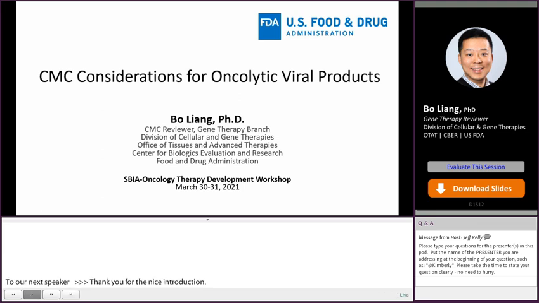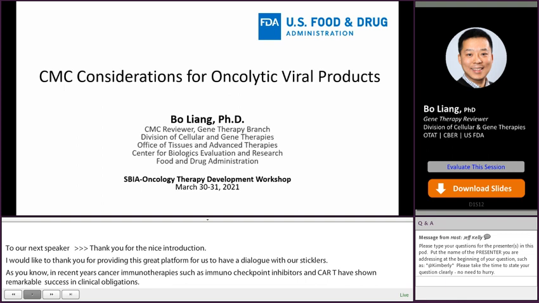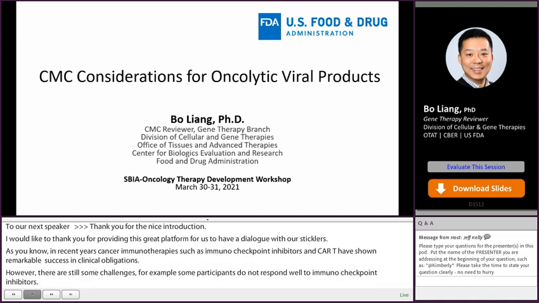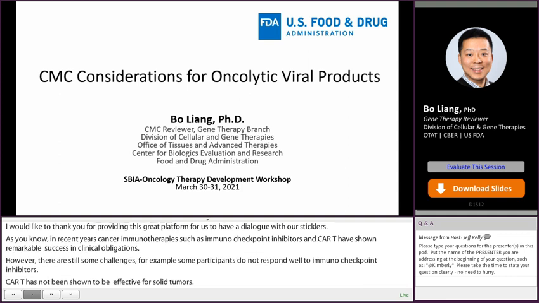As you know, in recent years, cancer immunotherapies such as immune checkpoint inhibitors and CAR-Ts have shown remarkable success in clinical applications. However, there are still some challenges. For example, some cancer patients do not respond well to immune checkpoint inhibitors. CAR-T has not been shown to be effective for solid tumors. However, evidence has shown that these therapies, in combination with oncolytic virus, may provide improved clinical outcome.